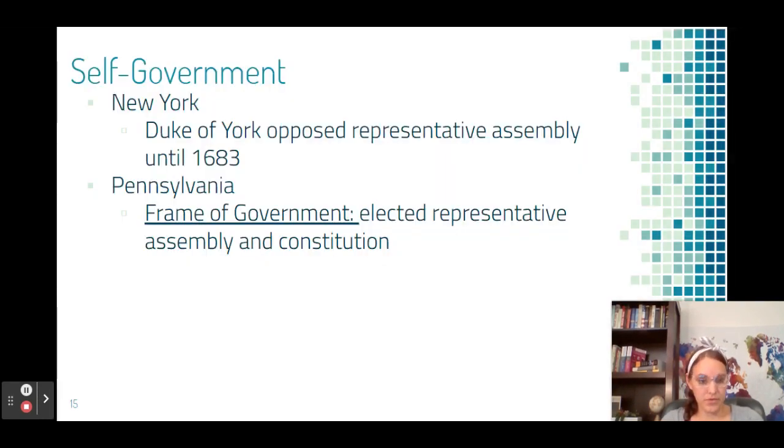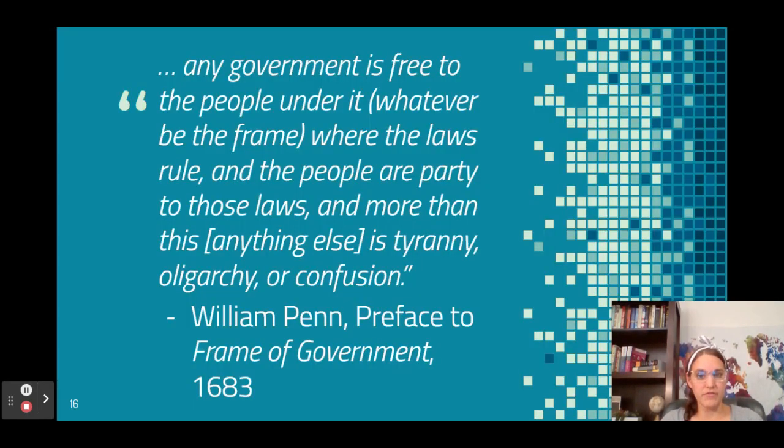Self-government: in fact, all four of our regions had initially opposed self-government, but over time allowed for self-government to occur with the election of representative assemblies. When William Penn wrote the frame of government, he included a preface and introduction, and he said, "Any government is free to the people, whatever be the frame, where the laws rule, and the people are party to those laws. And more than that, or anything else, is tyranny, oligarchy, and confusion." And so he's really saying that a government must be by the people, or it will become tyrannical.